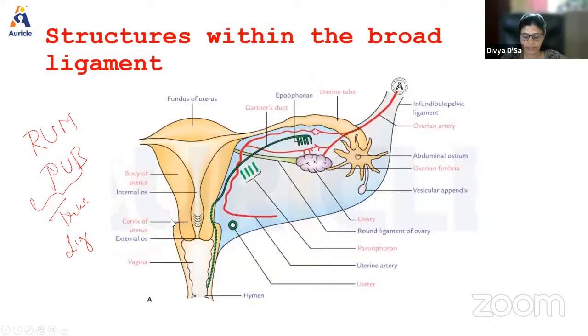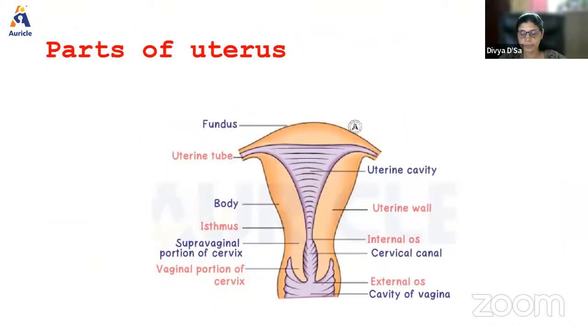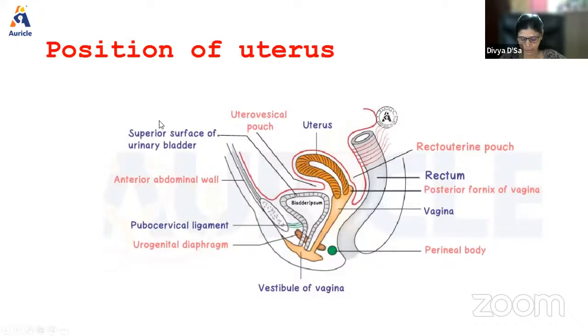Whereas false ligaments are formed by the peritoneal folds. We have the uterovesical fold, rectovaginal fold, a pair of rectouterine folds, and the broad ligament. The broad ligament, what we are seeing here, is actually a peritoneal fold. And this is the rectouterine fold; the pouch of Douglas belongs to the rectouterine fold.